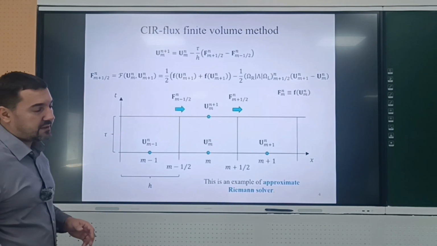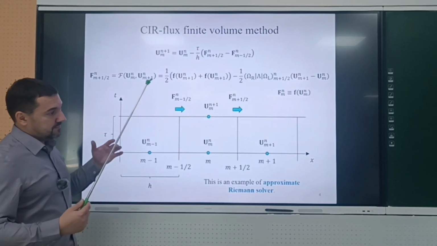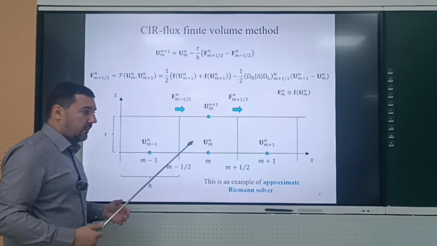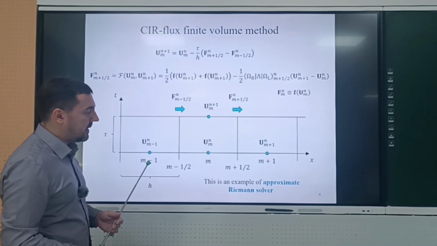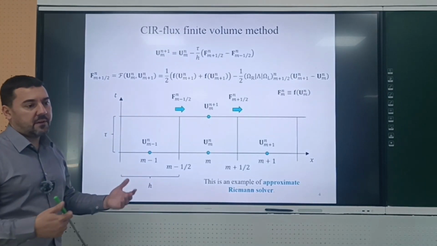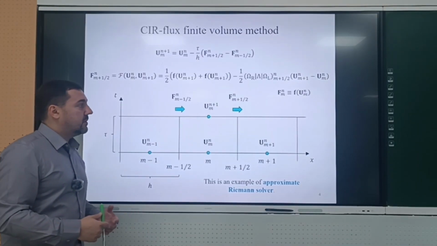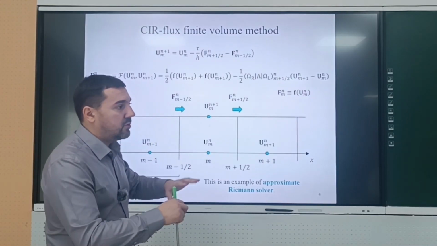So all solvers which are based on the finite volume method, but with not an exact solution of the Riemann problem, but with some approximate approach to get this numerical flux, are all called approximate Riemann solvers. And they can be very different. For example, there are a number of approximate solvers that do not compute all the states.